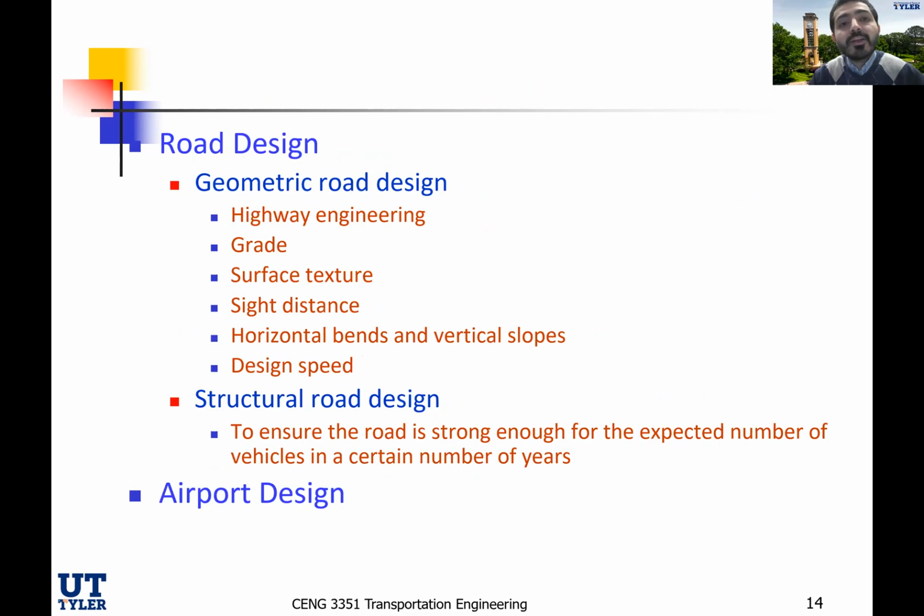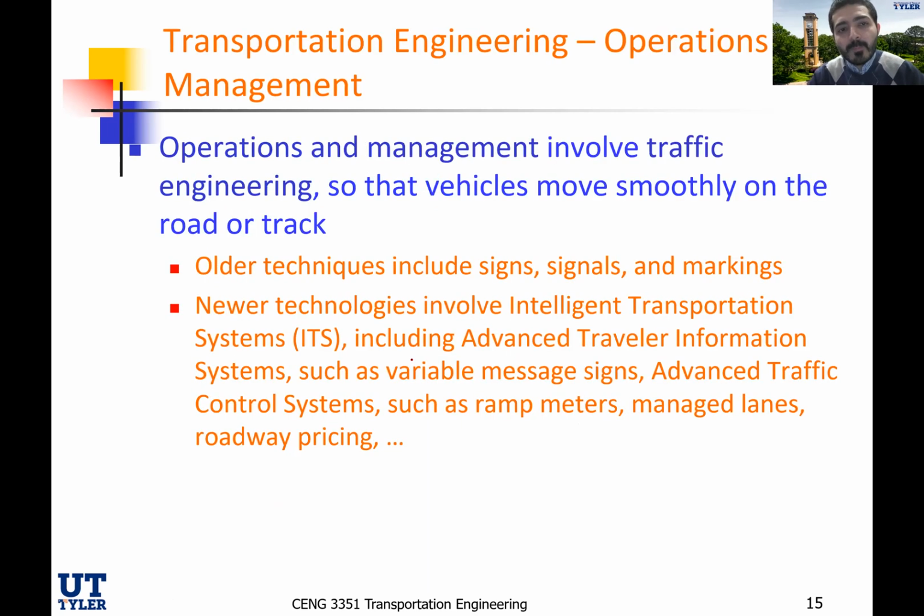Give me 3 or 4 aspects of any geometric design problem. So if you are a geometric designer, give me your three or four components of that geometric design report that you're going to end up writing. So you have here, again, highway engineering: grade, surface texture, sight distance, horizontal and vertical alignments, as well as speed limit.